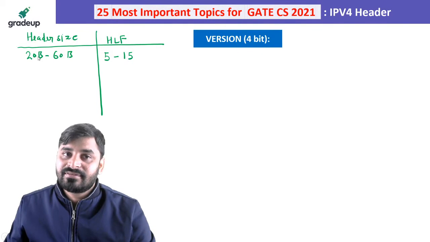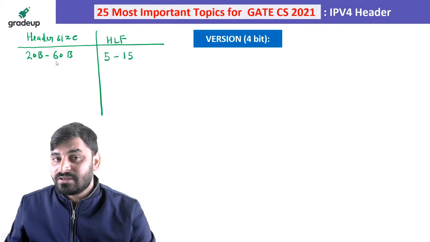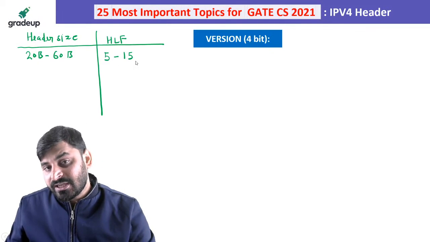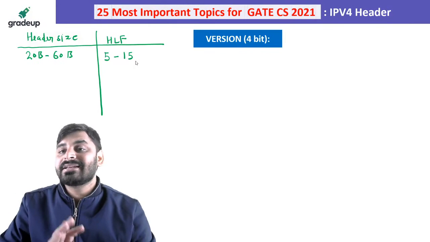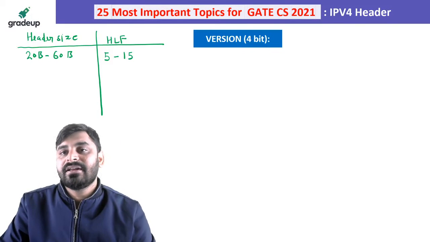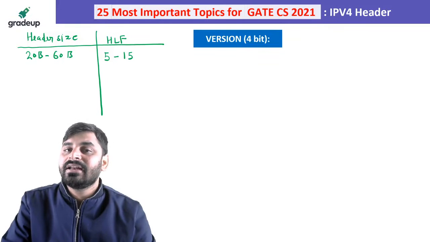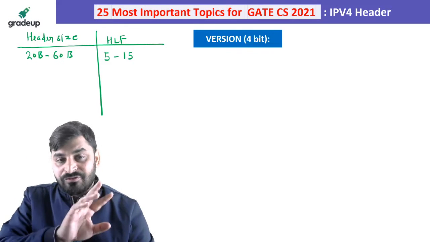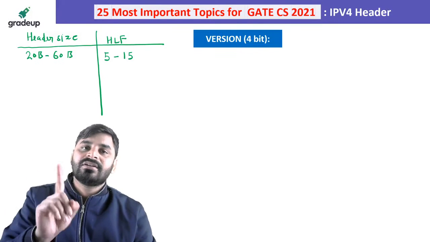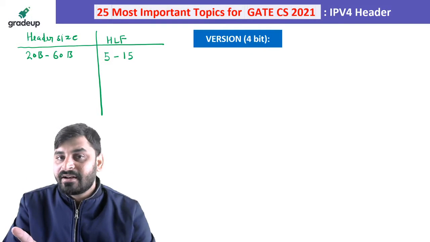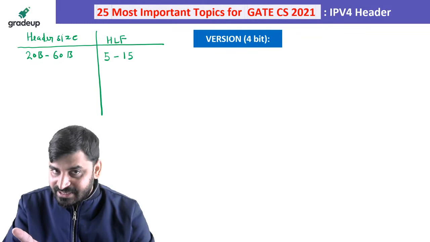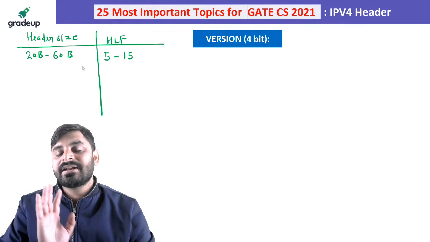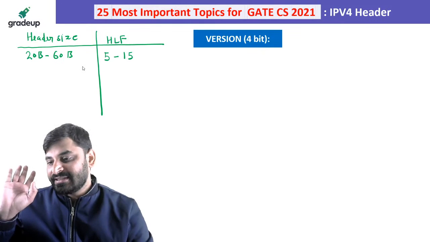If value is given in between 20 and 60 byte, you will understand this is the header size. If value is given in between 5 and 15, understand this is not the header size, this is the header length field. And for finding the header size, you have to multiply by 4. So if value is given in between 5 and 15, it is the header length field. If it is given 20 and 60 byte, it is header size. This point is clear, guys?